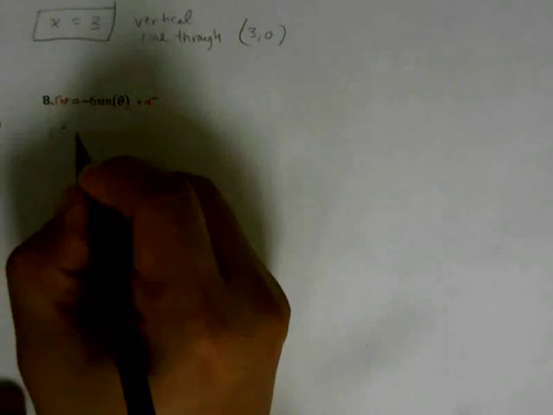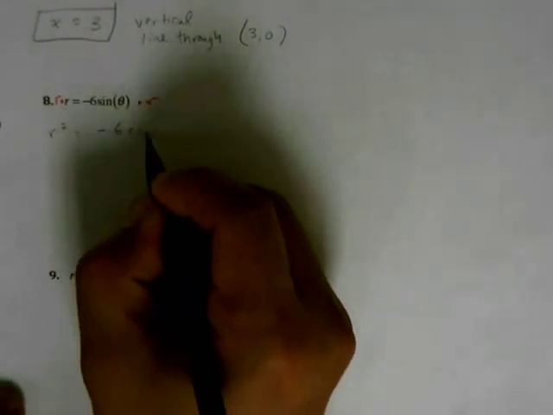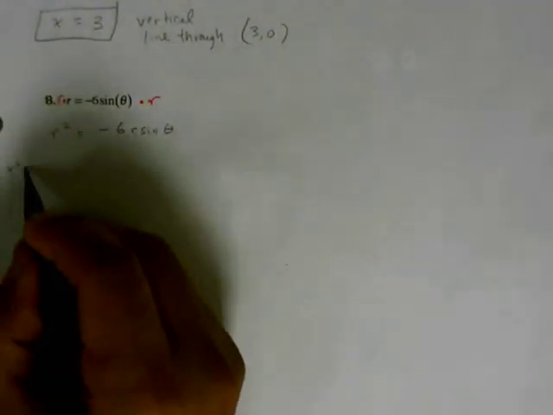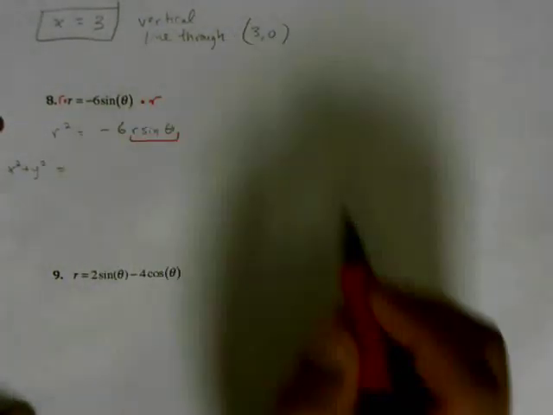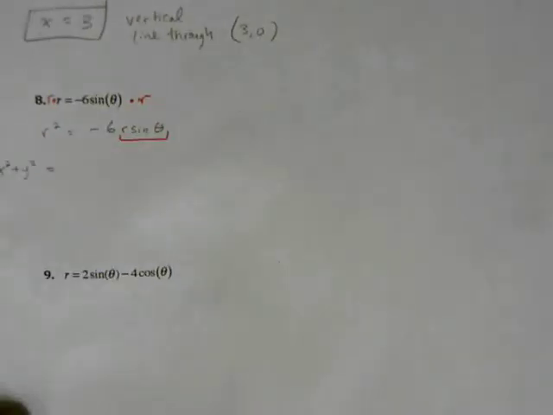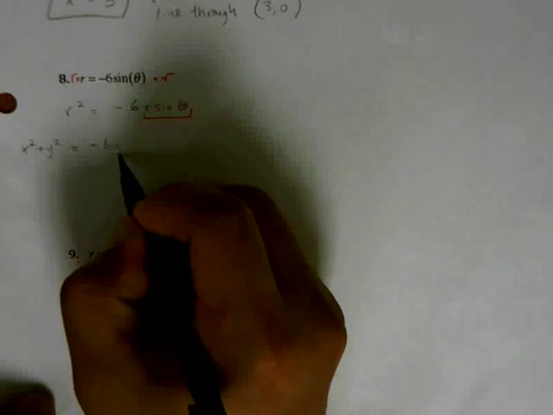So on the left side, I'm going to get r squared. And on the right side, I'm going to get negative 6r sine of theta. But r squared is really x squared plus y squared. And over here, I have r sine theta, which we know is really equal to y. So this tells me that the whole thing is equal to negative 6y.